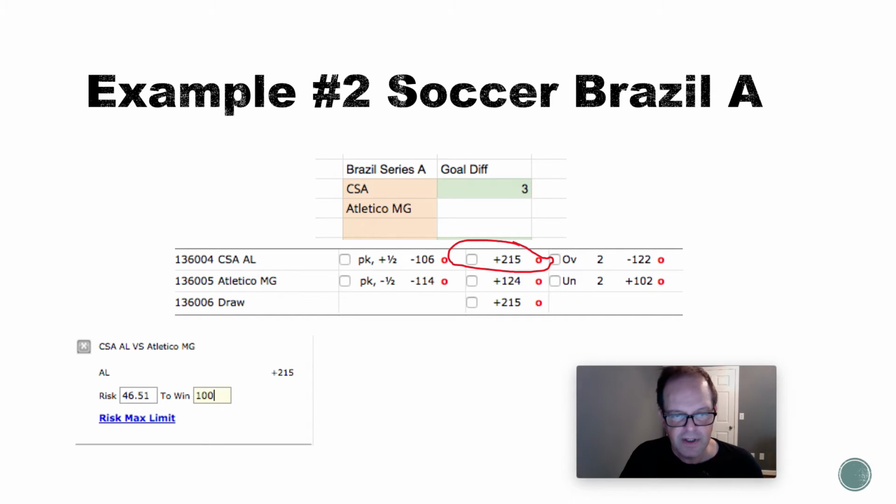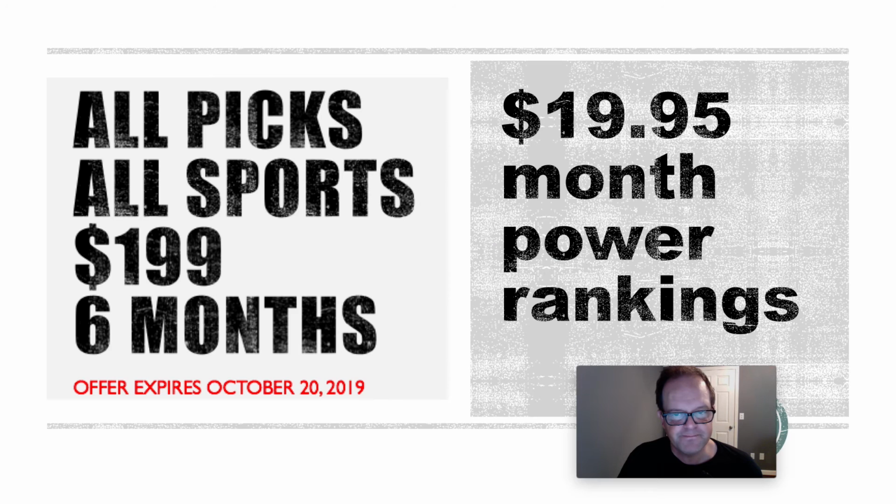And so when you're putting this into a sports book, you just put the actual amount you want to win, and it will factor in your risk amount. All right, so that's out of the way.